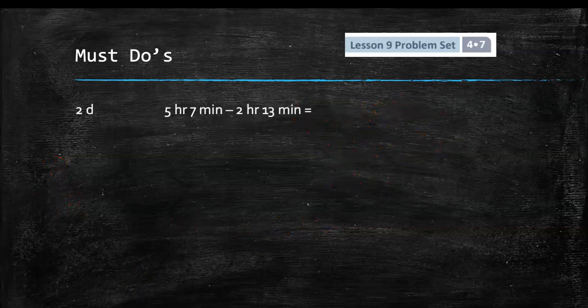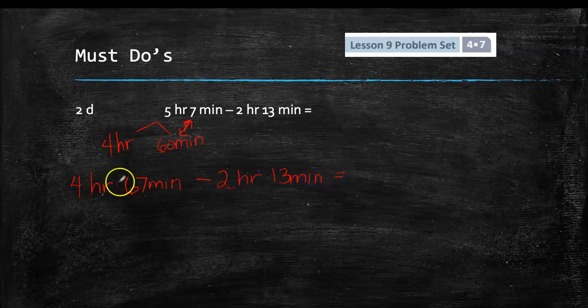Last problem. 5 hours, 7 minutes minus 2 hours, 13 minutes. Here we are. All right. 5 hours, 7 minutes. I have 7 minutes. Can I subtract 13 minutes? No, I can't. I need more minutes. So that's going to leave me with 4 hours and 60 minutes. I'm going to add these two together, and I'm going to rewrite my problem. 4 hours, 67 minutes minus 2 hours, 13 minutes.